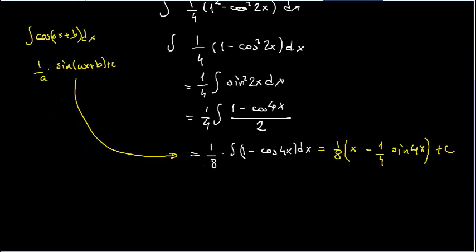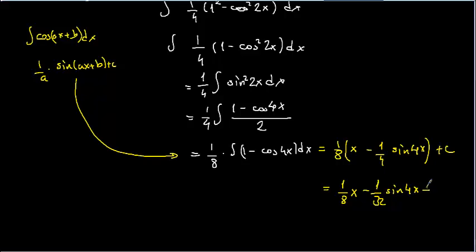Let me write that one. 1 over 8 x minus 1 over 32 sine 4x plus c is going to be our answer.